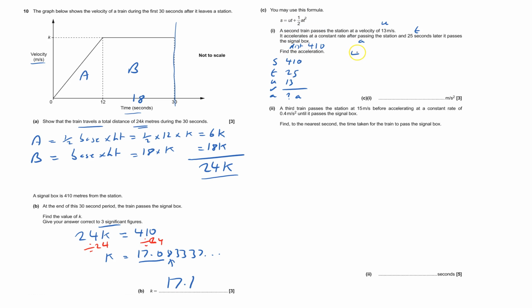s is 410 equals u times t, so that's 13 times 25, and then plus a half times a, times t squared, so it's 25 squared.